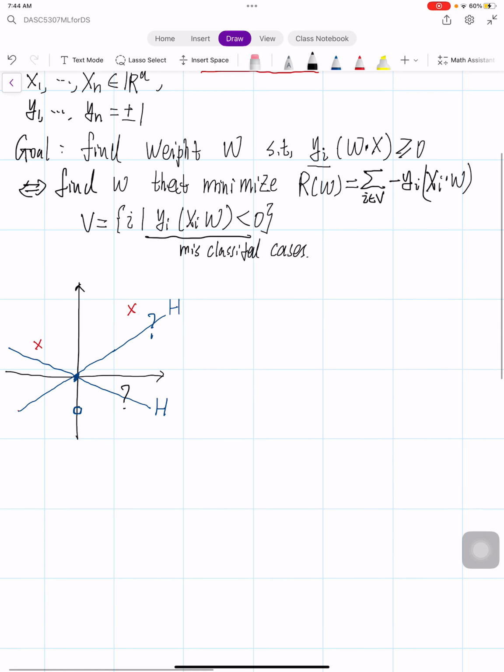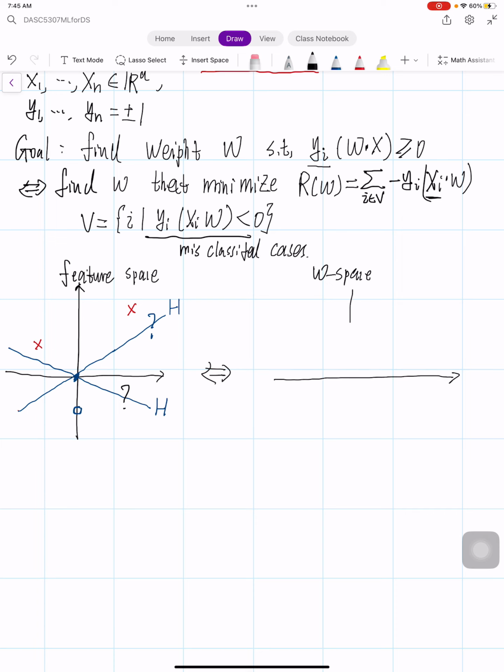Now you can think about it this way. This is in the X feature space. Actually, we are looking for the solution omega, so in the omega space. Since here the omega has the same dimension as the features, if your feature has 2 dimensions, our weight is also in 2 dimensions. So you can think this is omega 1, omega 2.